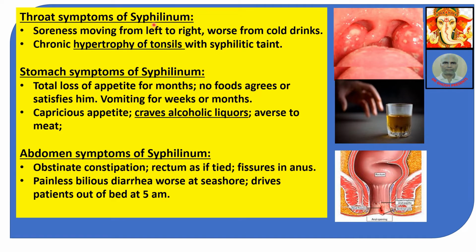Throat symptoms of Syphilinum: soreness moving from left to right, worse from cold drinks, chronic hypertrophy of tonsils with syphilitic taint. This is chronic hypertrophy of tonsils. Syphilitic taint, you can get this from the history of the patient.